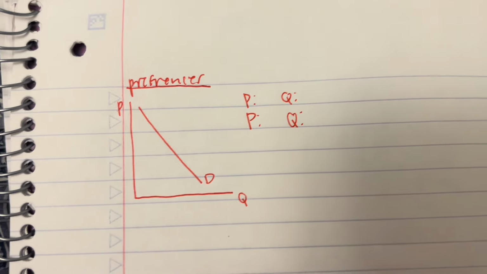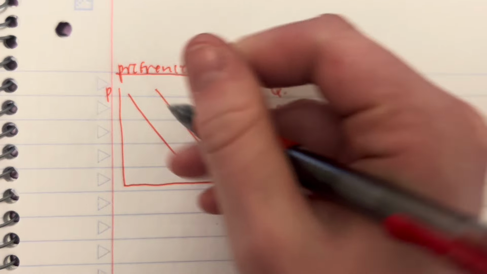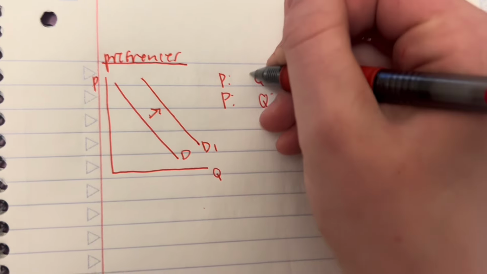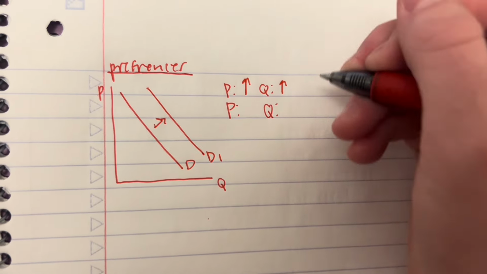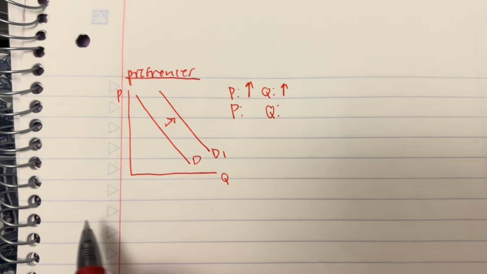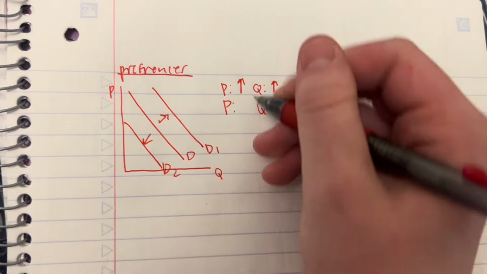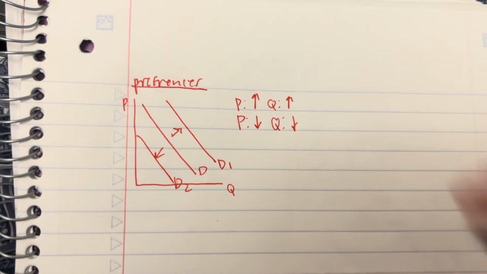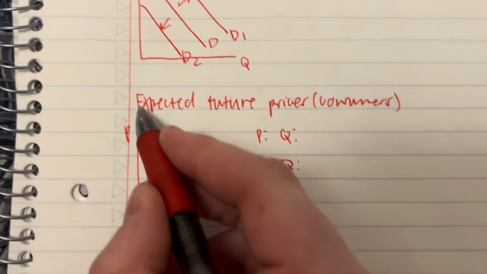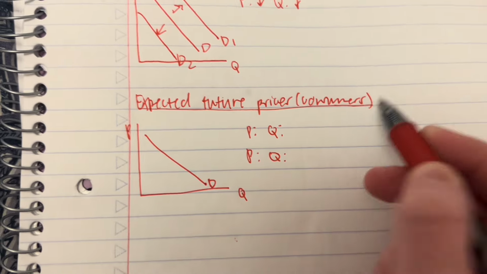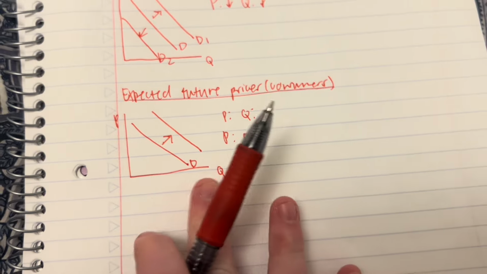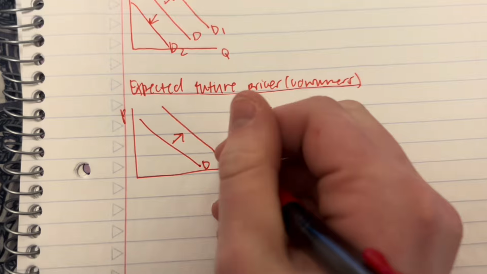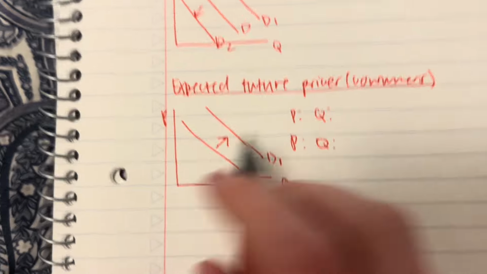If preferences for t-shirts increase, that will also cause the demand to increase, causing price and quantity to go up. But if the t-shirts become less popular and not as many people want them, the demand will decrease and the price and quantity will go down. And lastly, expected future prices for the consumers: the demand will increase if people think that future prices are going to increase because they'll just want to buy everything while it's still at that price.